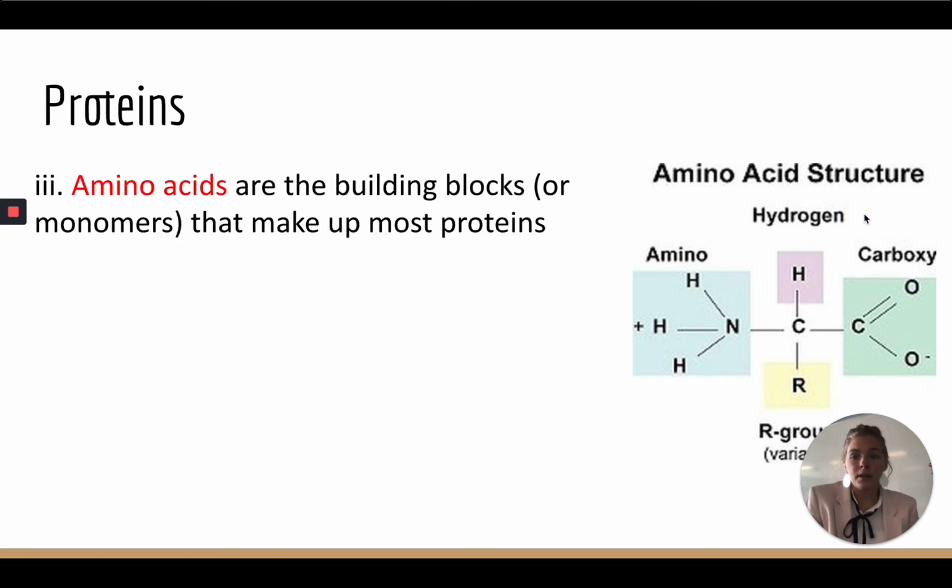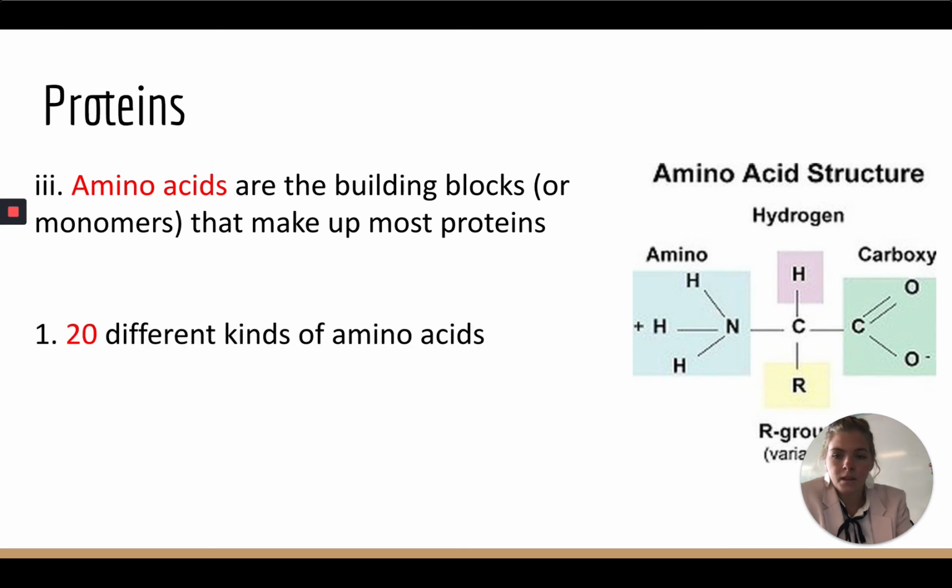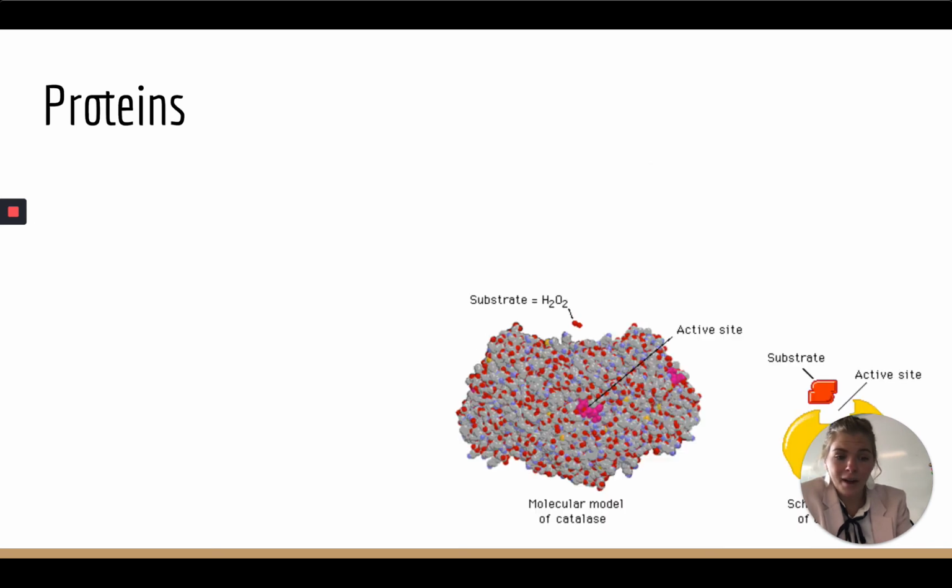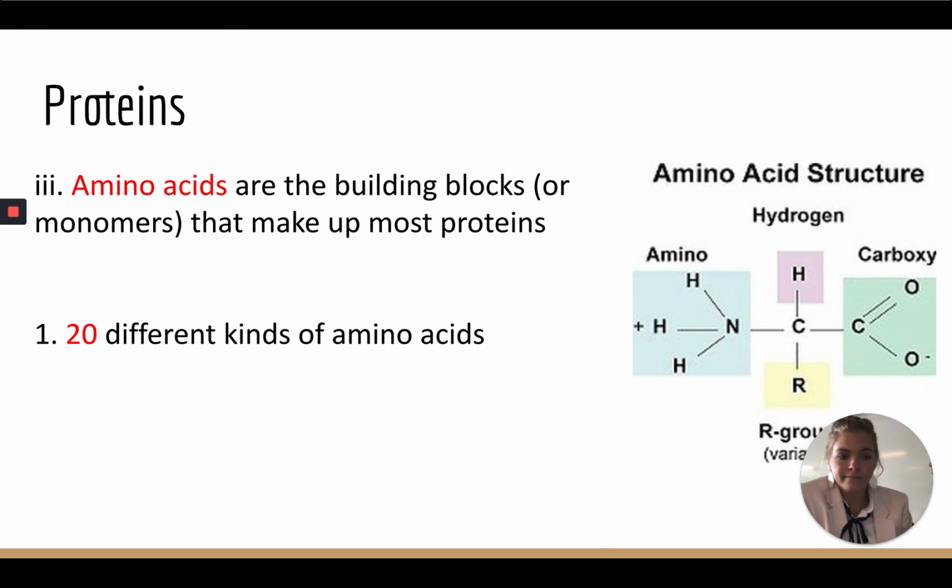The monomers of proteins are what are called amino acids. They're the little tiny building blocks that make up most proteins, which you probably remember talking about back in chemistry. We're going to talk about those more in the coming units and how amino acids can combine to make different things. There are 20 different kinds of amino acids in your body, and they just hook together in different ways to make different proteins.